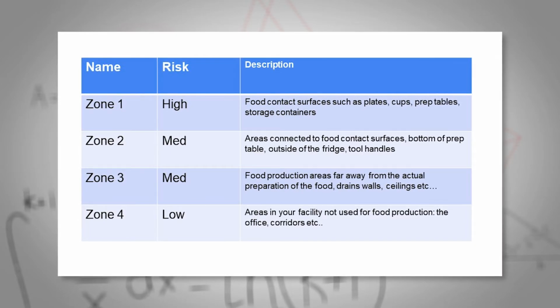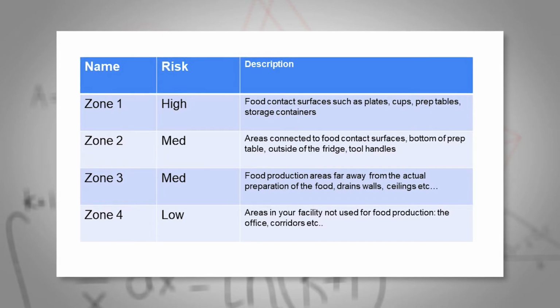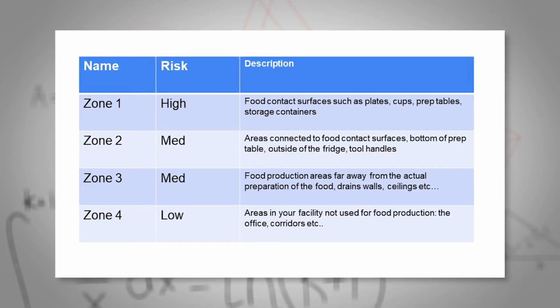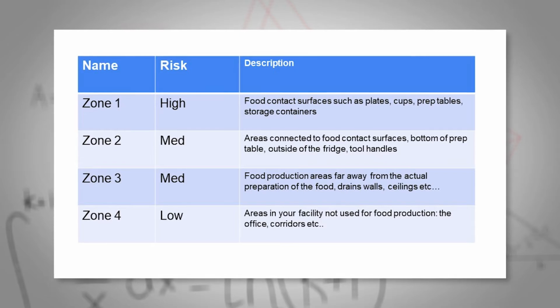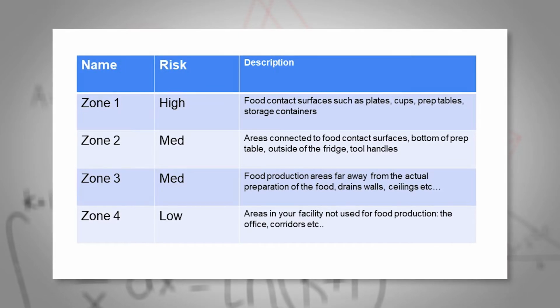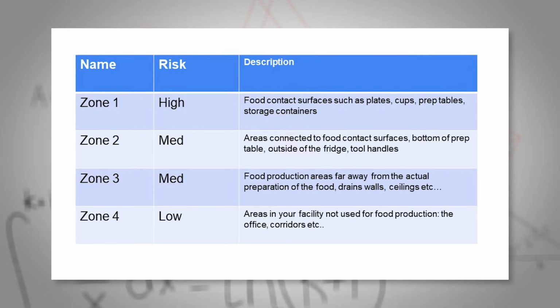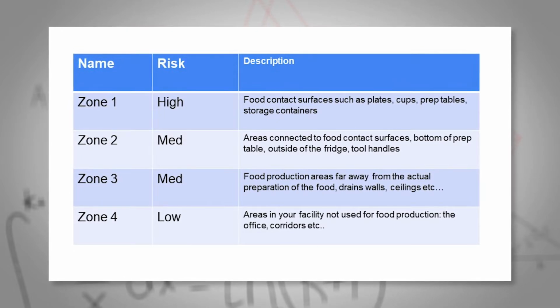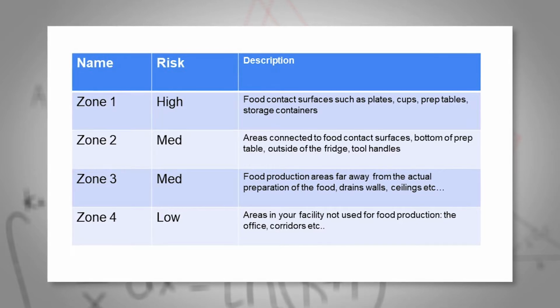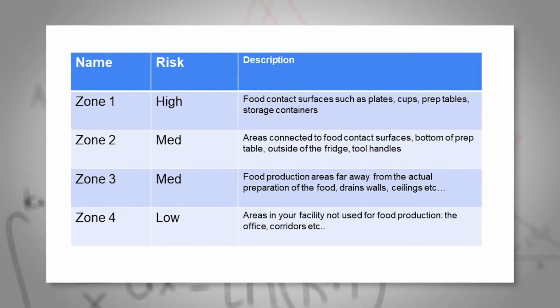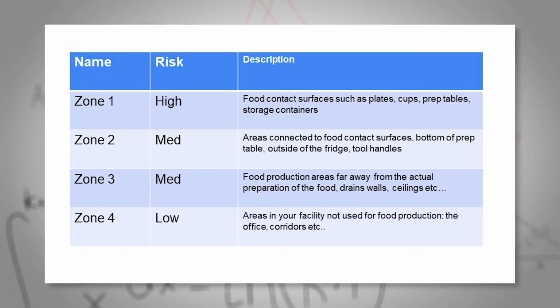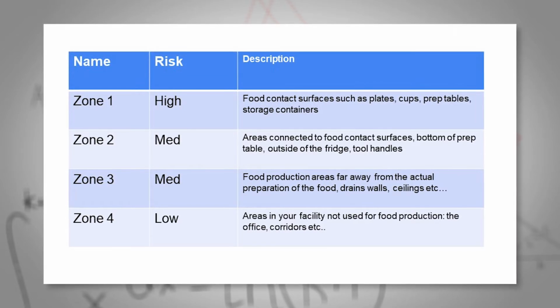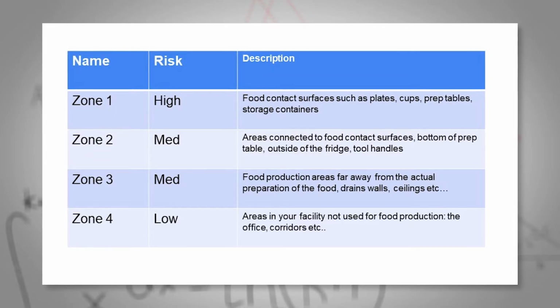Zone 2 will be those surfaces close by, but not directly contacting the food. The tables, maybe the floor around, maybe a few of the gadgets around, the handles, things like that. Those are close enough that they may be affecting the food, but not directly contacting it. Zone 3s will be the walls, the lights, the ceilings, the floor, everything else around which is in the same production area as the food, but doesn't come into contact. And lastly, Zone 4 will be things like the office, the break room, places which are far away, but still in the same vicinity, so they may affect your food, but they don't come into direct contact with it.